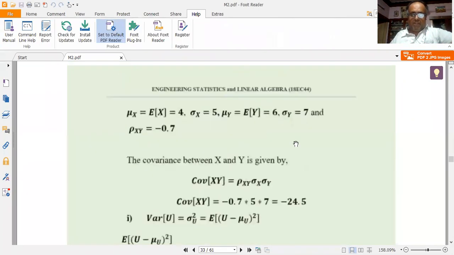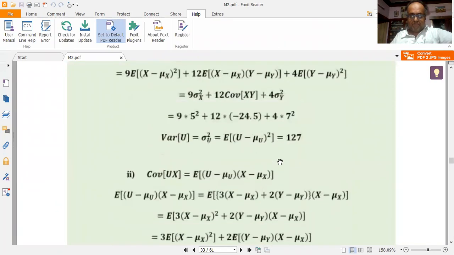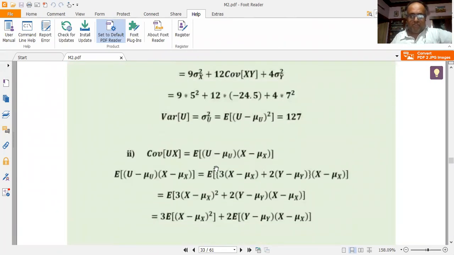Second one, I need to find the covariance of ux. So covariance of ux is given by expected value of u minus mu u into x minus mu x. This is the definition of covariance.